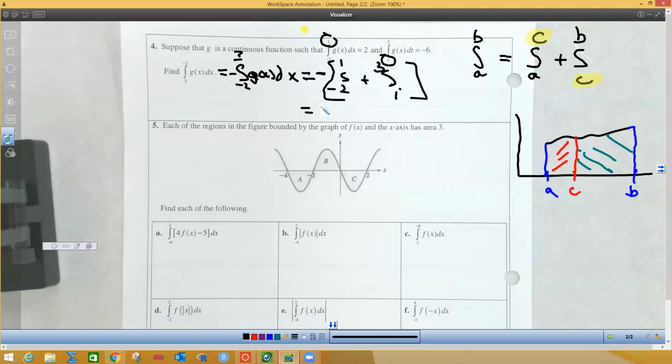So what that means is I can plug into this the 2, and I can plug into this the -6, which gives me a -4, which tells me this area would be 4. That's the answer to this problem.